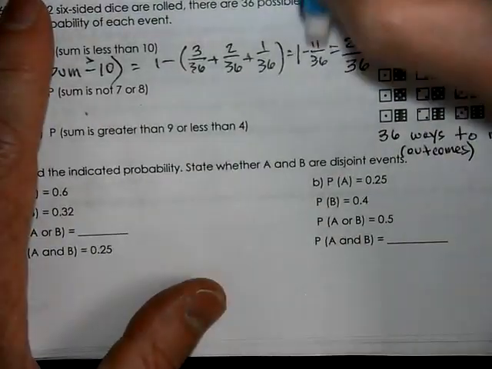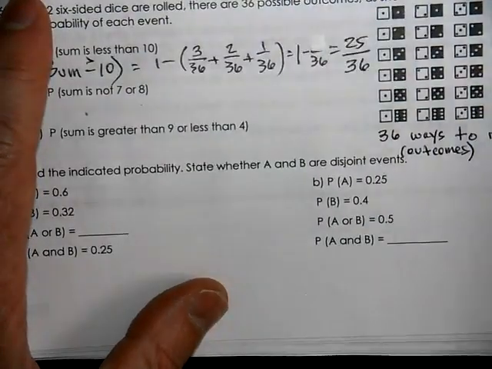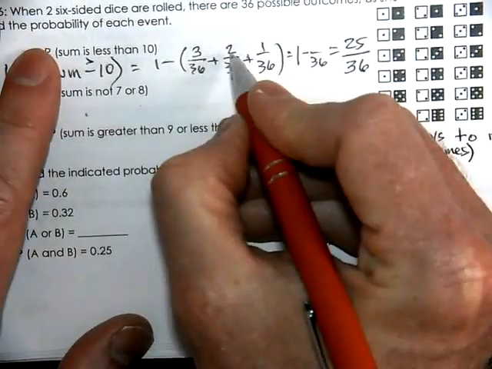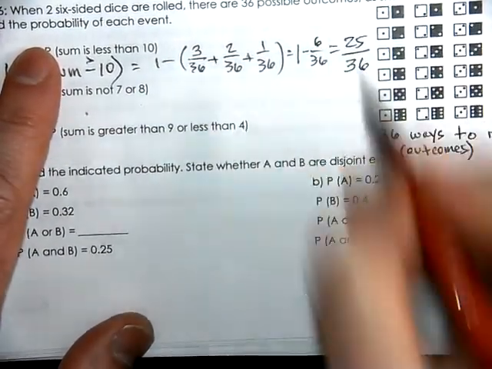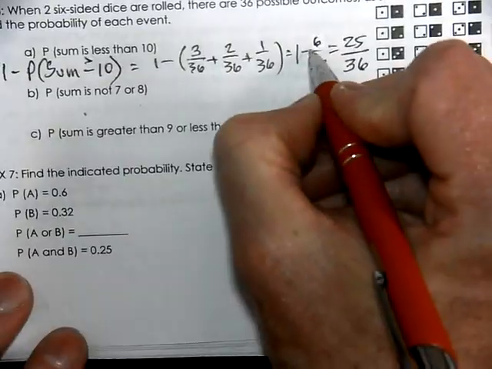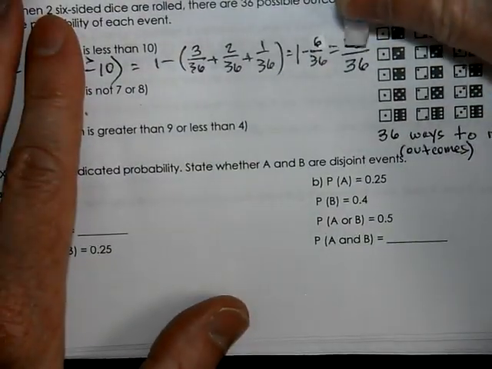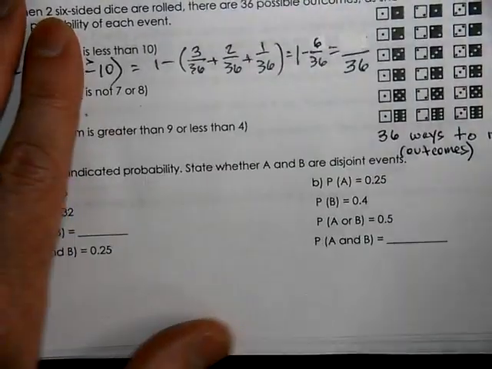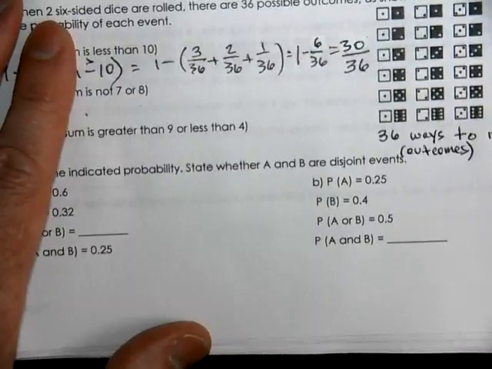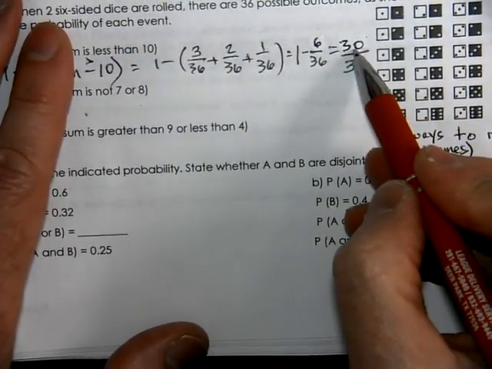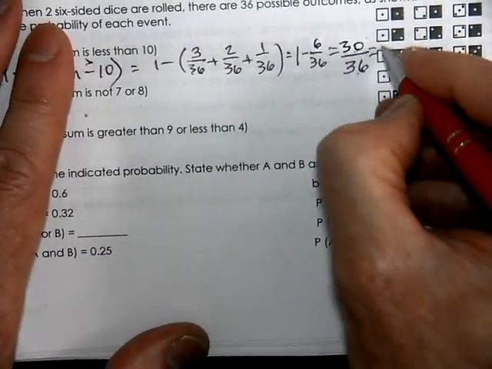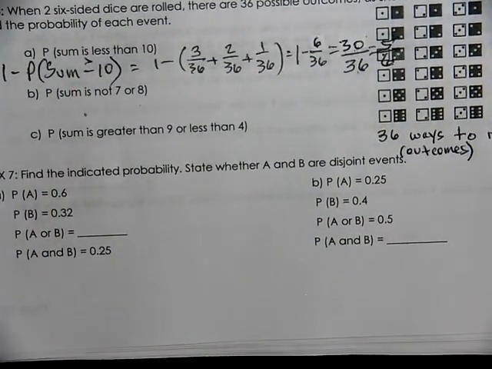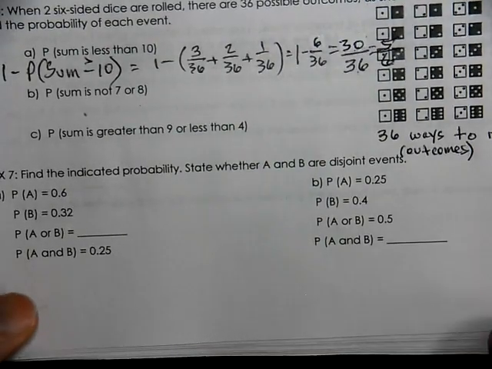Sorry, I cheated. That's not an 11. 3 plus 2 plus 1, 5 plus 1 is 6. There are 6. And that means there are 30 out of 36. And 6 goes into there 5 times, 6 goes into there 6 times. So 5/6. Thank you for pointing that out. You'll see where the other numbers come from.